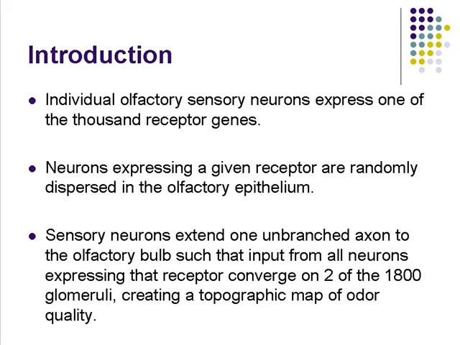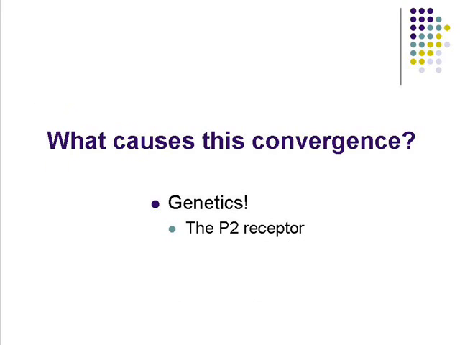The bulb therefore provides a spatial map that identifies which of the numerous receptors have been activated within the sensory epithelium, such that the quality of an olfactory stimulus would be encoded by specific combinations of glomeruli activated by a given odorant. So, what causes this convergence? The researchers found that deletions or nonsense mutations in the P2 odorant receptor gene cause the axons of the cells to wander rather than converge on a specific glomerulus.